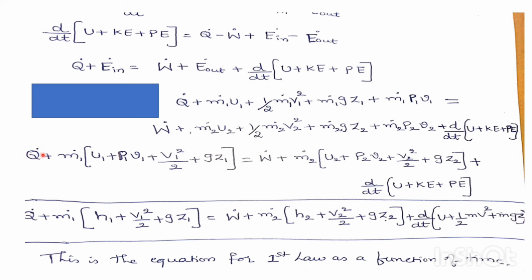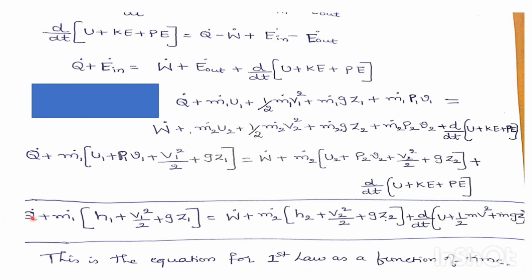Now Q dot plus m1 dot I will take common, because mass is entering everywhere. Mass is common here, so m1 dot I will take common: u1 plus p1 v1 plus v1 squared divided by 2 plus g z1, equal to W dot, plus here also m2 dot is common, the mass flow rate out of the system. So here it is u2 plus p2 v2 plus v2 squared divided by 2 plus g z2, plus this term which I have written as it is.